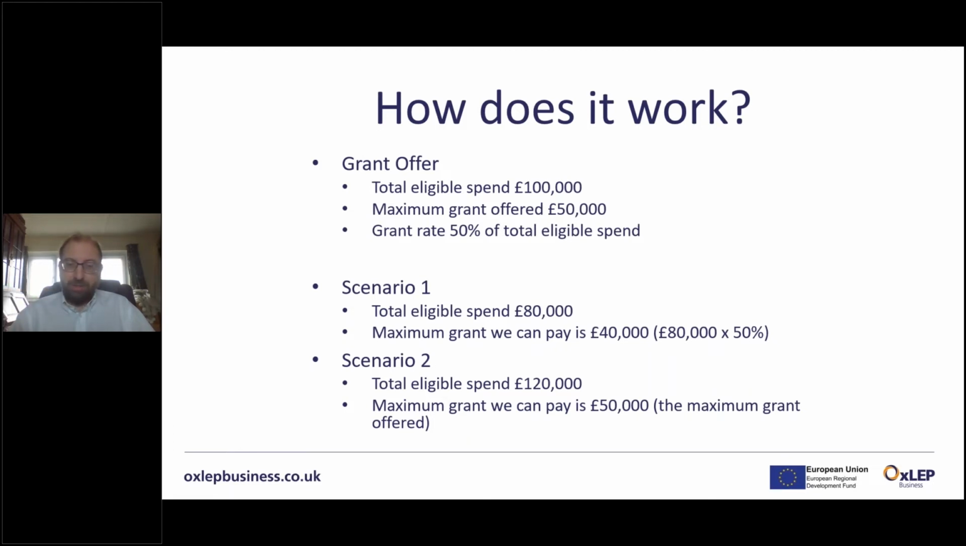Scenario 2 is where you might overspend. So if you have total eligible spend of 120,000, the maximum grant we can pay is capped at the grant offered. So it's capped at the £50,000. So it's critically important, certainly if you think you're going to overspend from your point of view, and if you think you're going to underspend from our point of view, because we need to use the budget and spend all the grant pot, please let us know if you're going to be over or underspent on your grant project. Next slide, please.